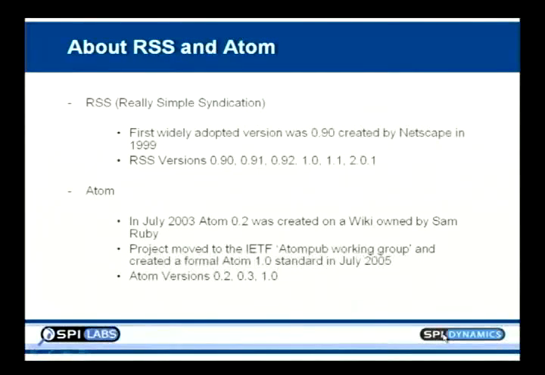So here's just kind of a background of RSS and Atom. RSS was created by Netscape in '99, the same people who brought you cookies, with multiple versions. Atom was created by Sam Ruby on his wiki, and eventually it grew out of his wiki and moved over to the Atom Pub working group. Multiple versions of Atom, basic stuff.